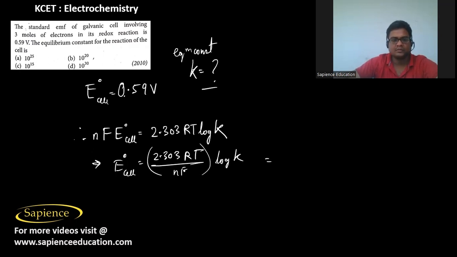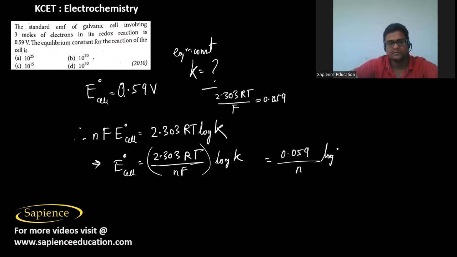Now this 2.303 RT by F, if it is at room temperature, is approximately equal to 0.059. So this will be 0.059 divided by n into log K. Here the number of moles of electrons involved is 3. E naught cell is given as 0.59. So 0.59 equals 0.059 by n, n is 3, into log K.